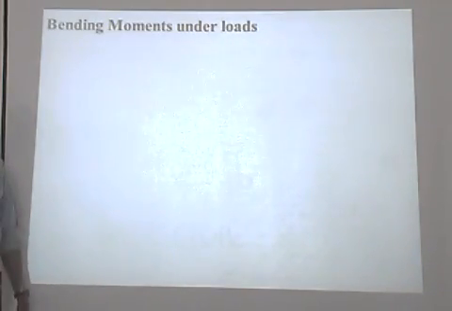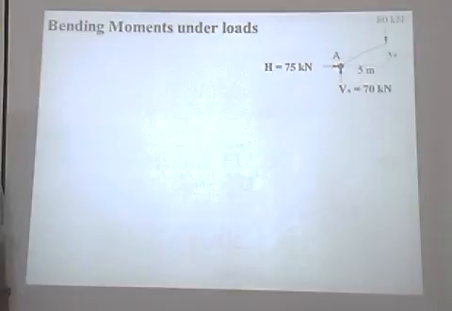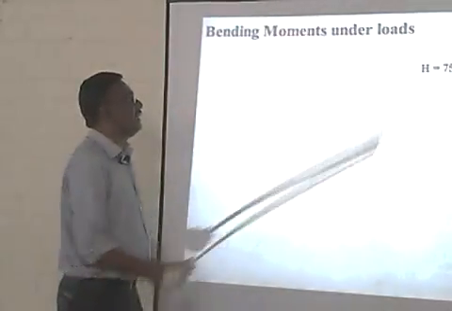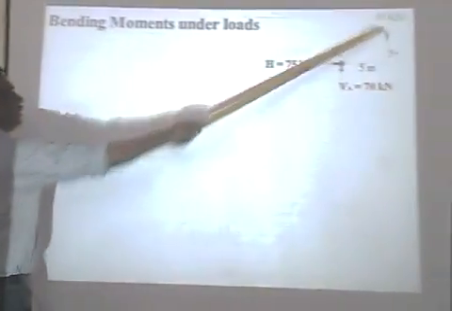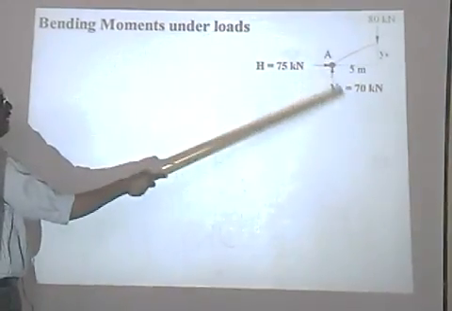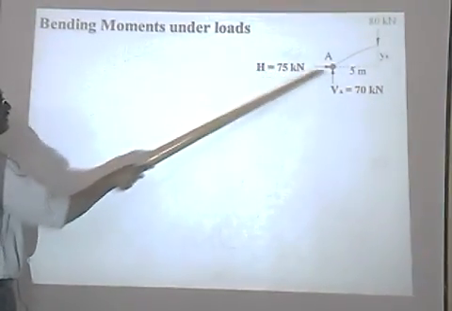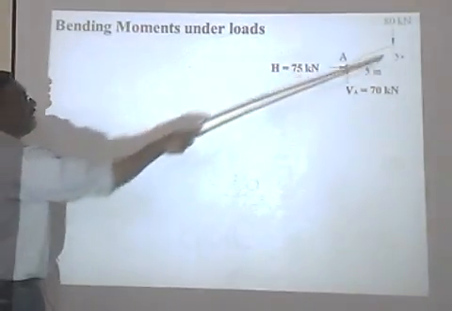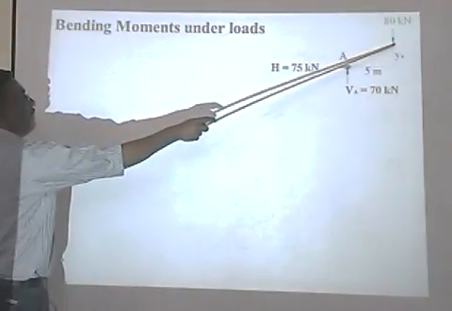Now it is time to find out the bending moment under the load point. Let us consider the first load point, 80 kilonewton. This is support A, and the vertical reaction value is 70 kilonewton. The horizontal reaction value is 75 kilonewton. So we have to find the moment at this point.